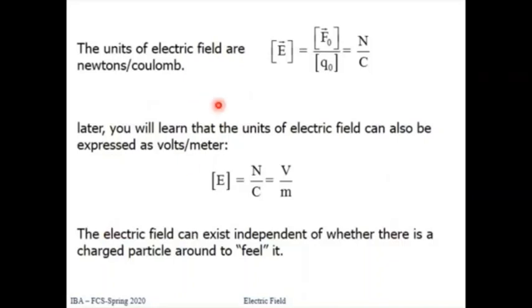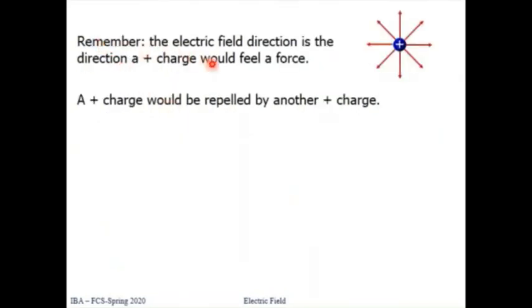As electric field is a measurable quantity, then we must define the unit. So electric field is measured in the unit of Newton per Coulomb. This is one of the electrostatic units. In addition to this unit, we can also define the electrostatic field in terms of volt per meter. Keep in mind that the electric field direction is the direction a positive charge would feel a force.